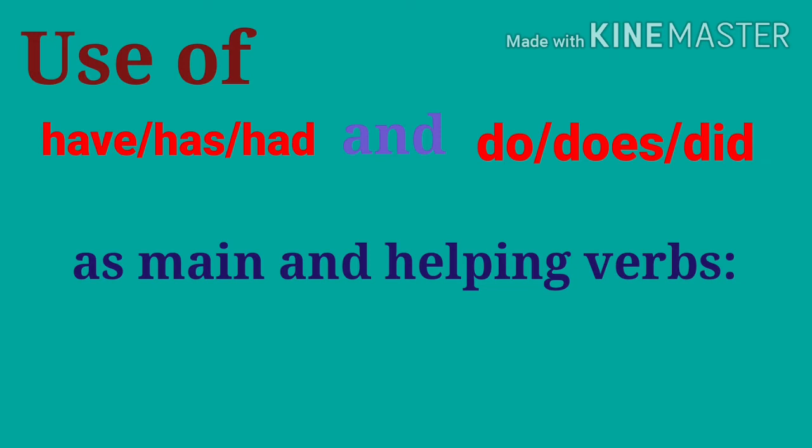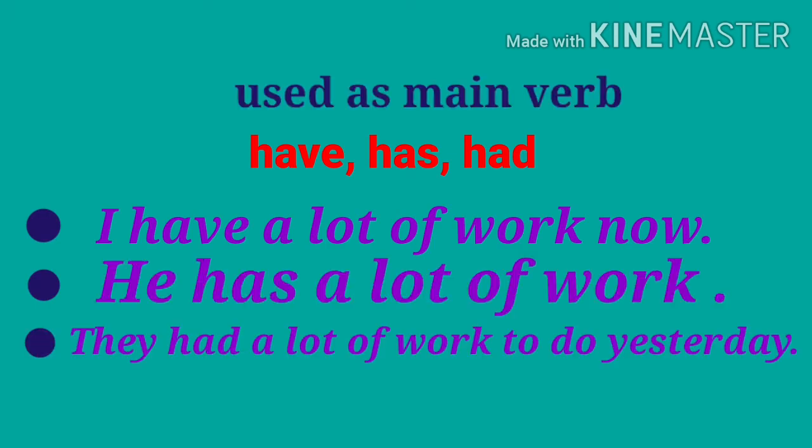Use of have, has, had and do, does, did as main and helping verbs. Used as main verb, have, has, had. I have a lot of work now. He has a lot of work. They had a lot of work to do yesterday.